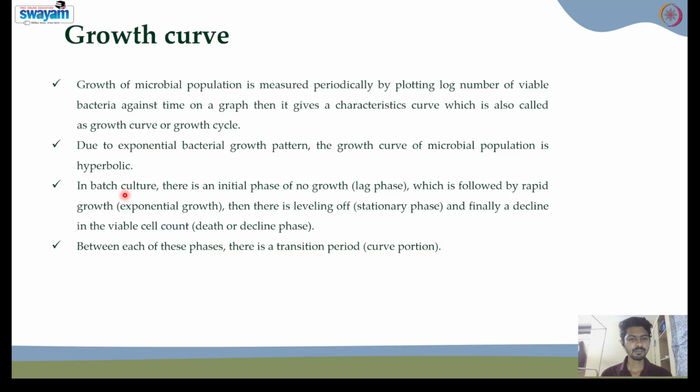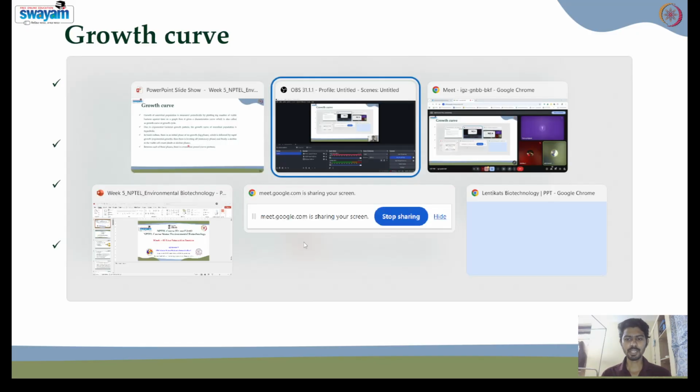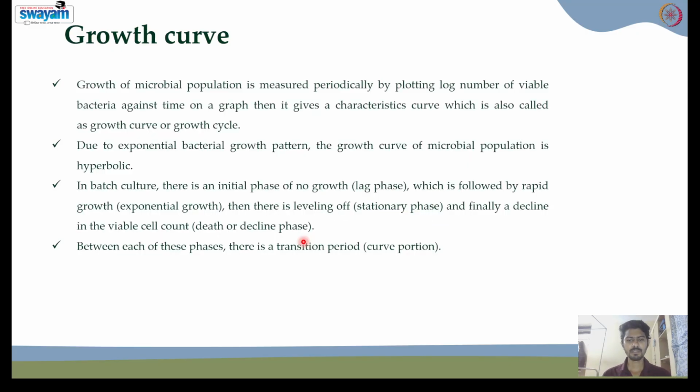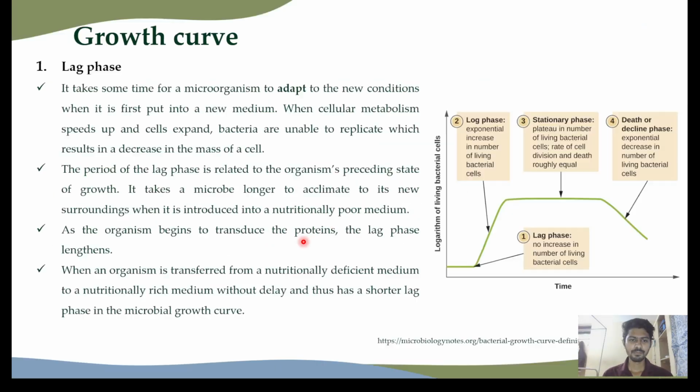In batch culture, there is an initial lag phase where we observe no growth, followed by rapid growth, which we call the exponential phase. Then there is a stagnant phase, which we call the stationary phase. Finally, due to the death of viable cells, we call this stage the death or decline phase. Between each of these phases there is a transition period. We will see this graph in the upcoming slides.